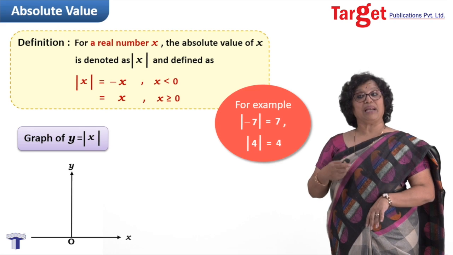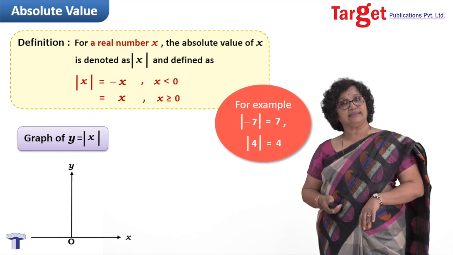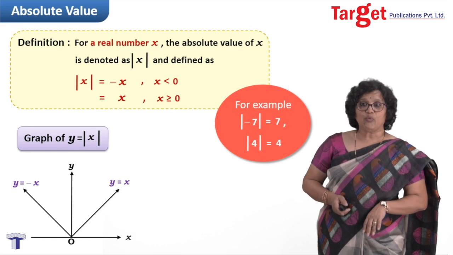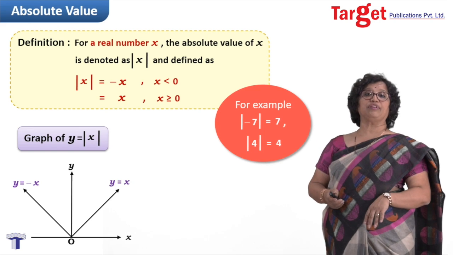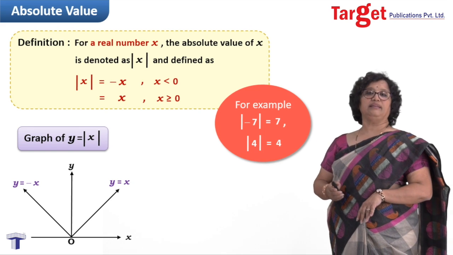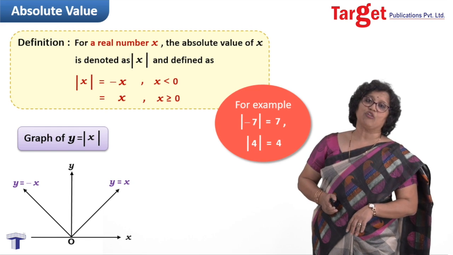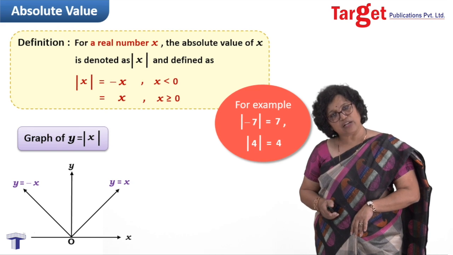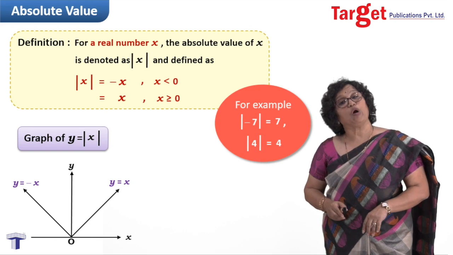And now we will apply the definition. We will have to draw two lines, y equal to minus x and y equal to x. Y equal to minus x will occur in the region on the left side of number 0. Why? Because on the left side of number 0, x is negative. So we draw y equal to minus x on the left side of 0 and on the right side y equal to x.